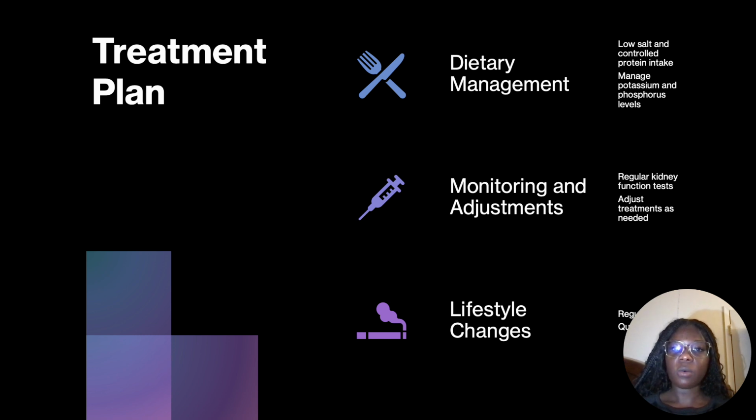The next one is just to monitor in general. He will need to regularly test his kidneys to make sure that his kidneys are functioning properly. And lastly, we recommend overall lifestyle changes. We already talked about the diet management. We recommend, as well as the diet management, to also exercise regularly.